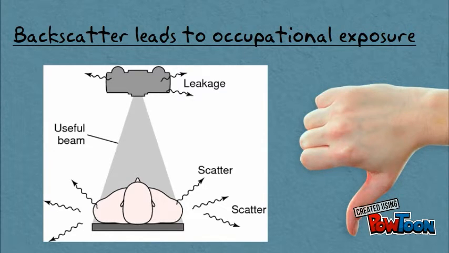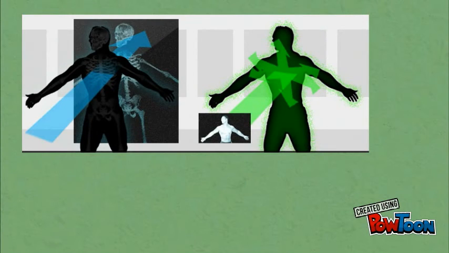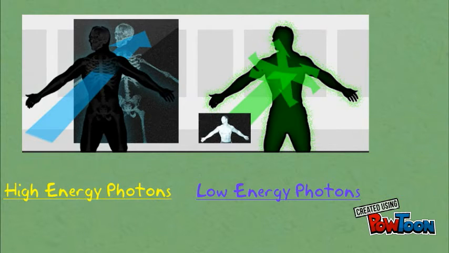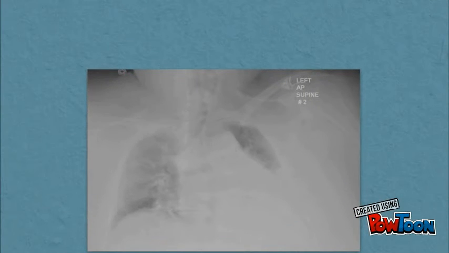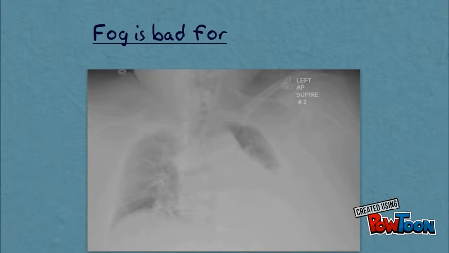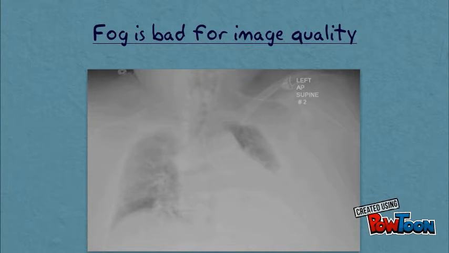The occurrence of backscatter radiation is highly dependent upon incident photon energy. Low energy incident photons are more likely to produce backscatter, whereas high energy incident photons are more likely to scatter forward towards the IR and cause fog to be produced on the image. Fog produced on the image is detrimental to image quality because the scattered photons, which cause this fog, do not correlate with any body tissues and are therefore not of any diagnostic value.